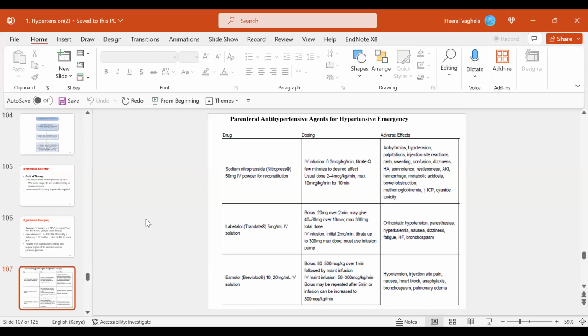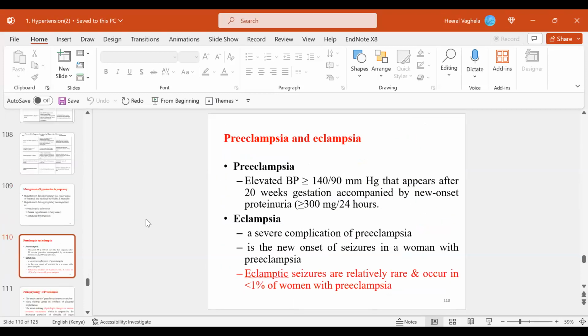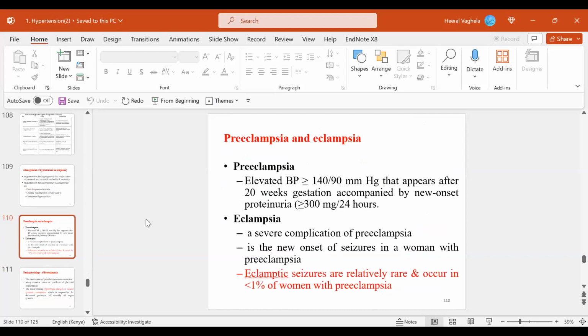Hypertension. Preeclampsia. So you have preeclampsia and eclampsia. Preeclampsia is elevated BP, so yeah, elevated BP of 140/90 after 20 weeks of gestation with proteinuria. That is preeclampsia. Eclampsia now is all those things in preeclampsia, but with seizures.